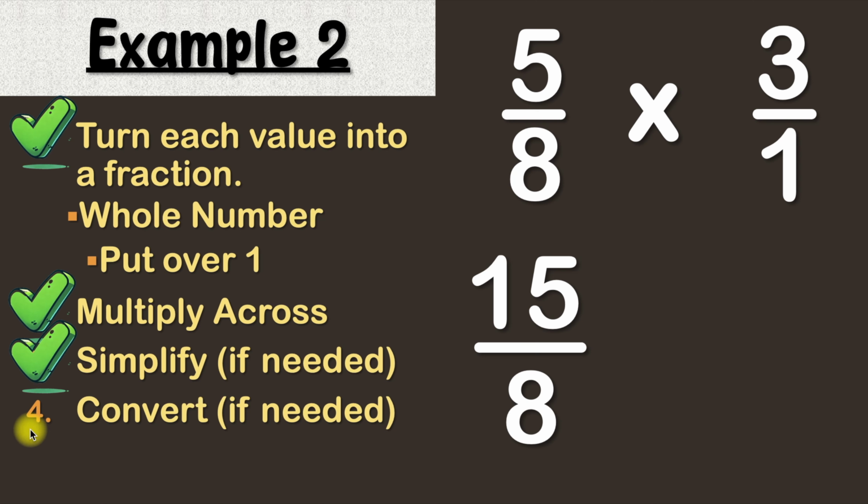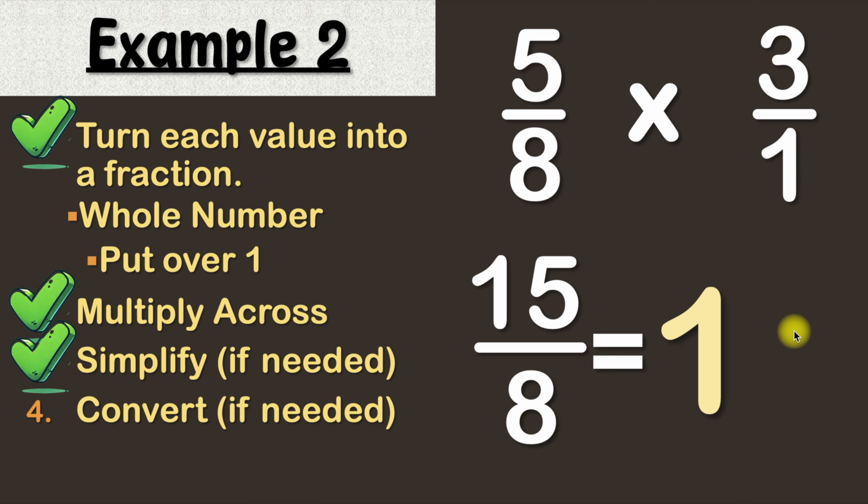And finally, step 4 is to convert. This means if you have an improper fraction like this, we convert it into its equivalent mixed number. This means we'll have to divide 15 by 8. And 8 can go into 15 one whole time. 8 times 1 is 8. And 15 minus 8 equals 7. That 7 is going to be our remainder.